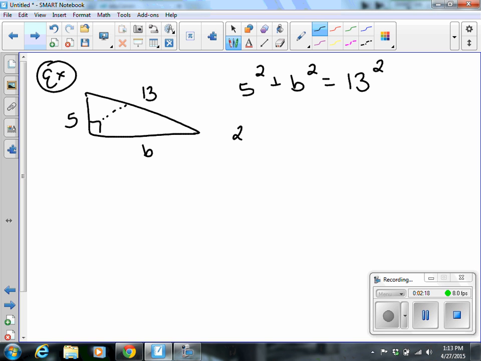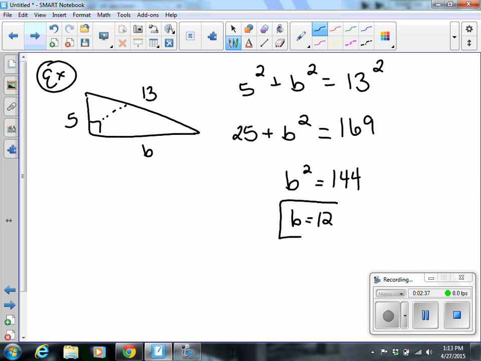5 squared gives me 25. B squared just stays the same. 13 squared gives me 169. I'm going to go ahead and subtract the 25. B squared then equals 144. I can now take the square root and see that B is 12.